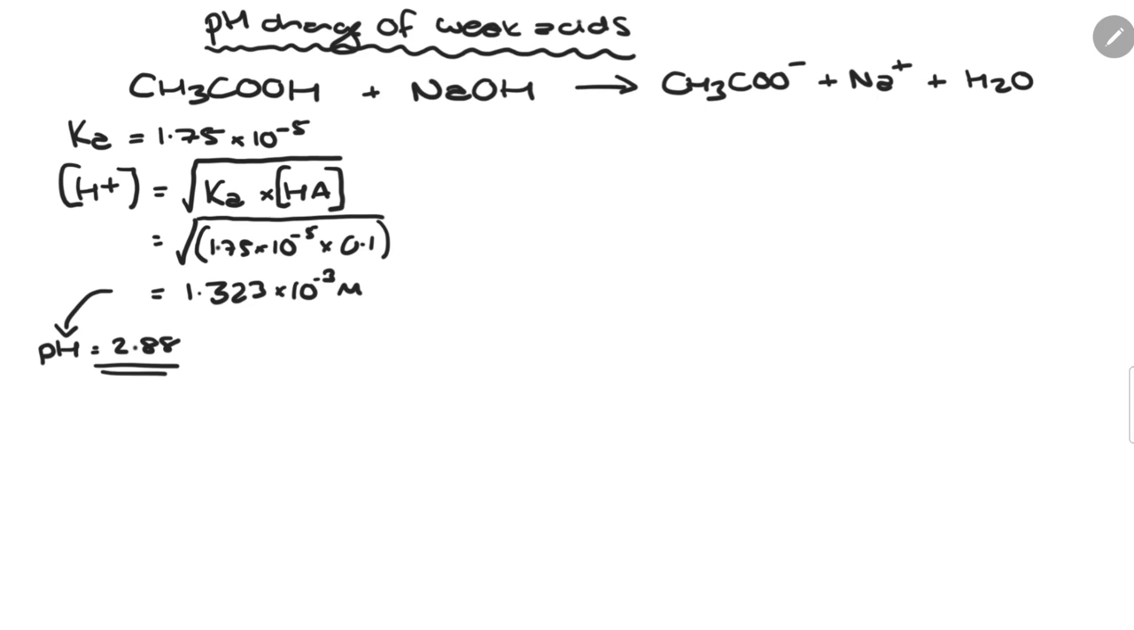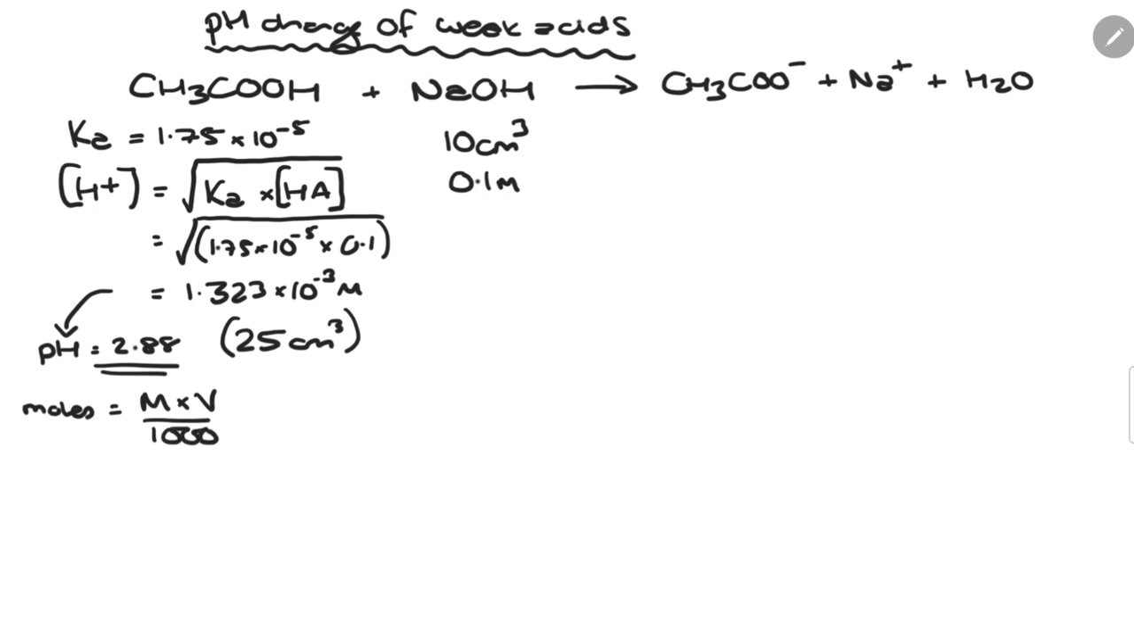Now, if we say that the initial volume of the acid is 25 cm³, and we are going to add to this 10 cm³ of sodium hydroxide, and to make life a little bit easier we'll make that a 0.1 molar solution as well. We need to calculate the number of moles of each of the substances, moles being the concentration multiplied by the volume divided by 1,000, and this will be consistent for both of the reagents that we're using.